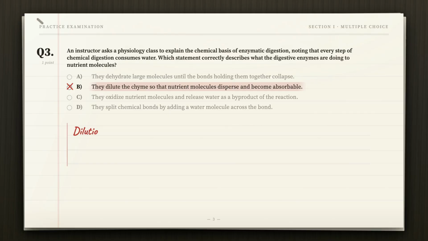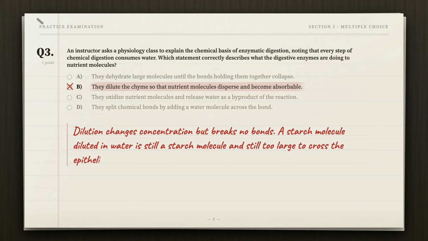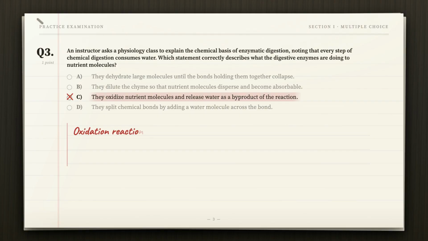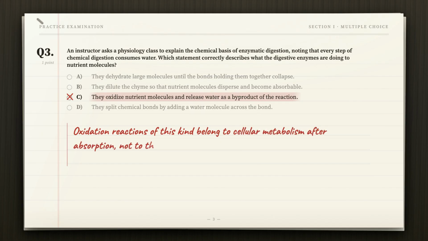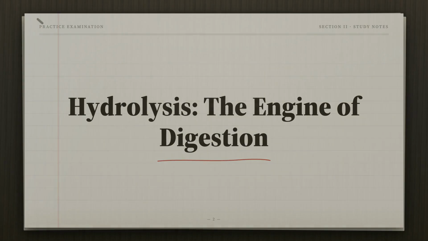B is wrong because dilution changes concentration but breaks no bonds. A starch molecule diluted in water is still a starch molecule and still too large to cross the epithelium. C is wrong because oxidation reactions of this kind belong to cellular metabolism after absorption, not to the breakdown of food in the lumen. Digestive enzymes are hydrolases. Every act of chemical digestion, from your first bite of bread to the final breakdown of protein, comes down to one reaction: hydrolysis. Understanding this single mechanism unlocks the logic behind the entire digestive tract.